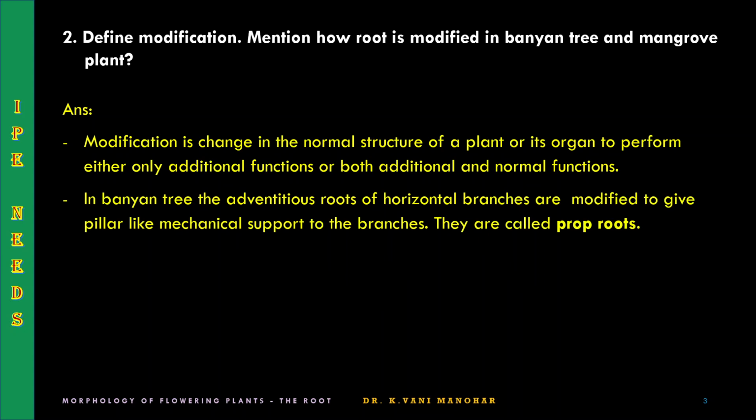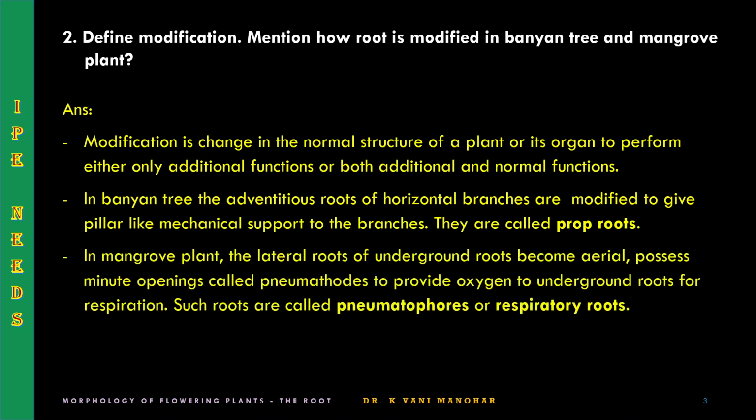In banyan tree, the adventitious roots of horizontal branches are modified to give pillar-like mechanical support to the branches. They are called prop roots. In mangrove plant, the lateral roots of underground roots become aerial, possess minute openings called pneumatophores' lenticels to provide oxygen to underground roots for respiration. Such roots are called pneumatophores or respiratory roots. Example is Rhizophora.